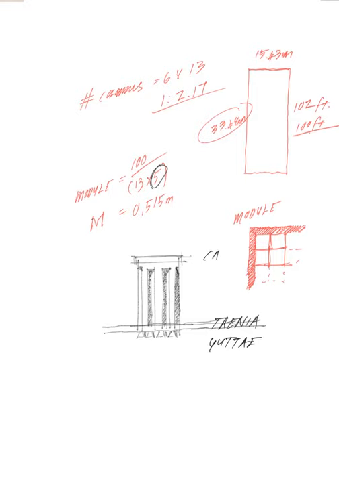And there's the triglyph cap. So the module determines the width of the triglyph. Its height is 1.5 times the module.